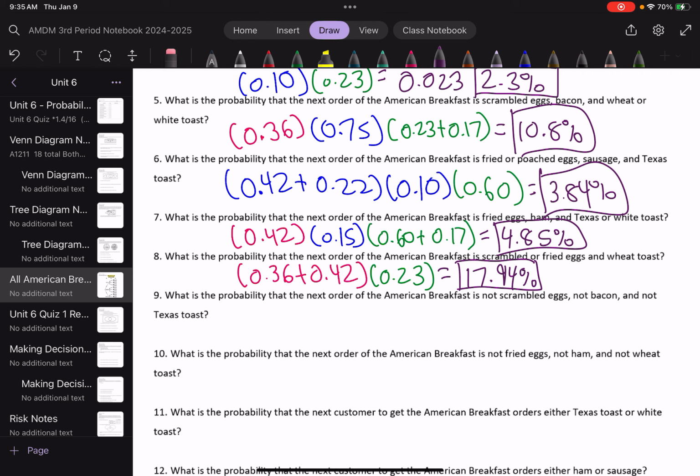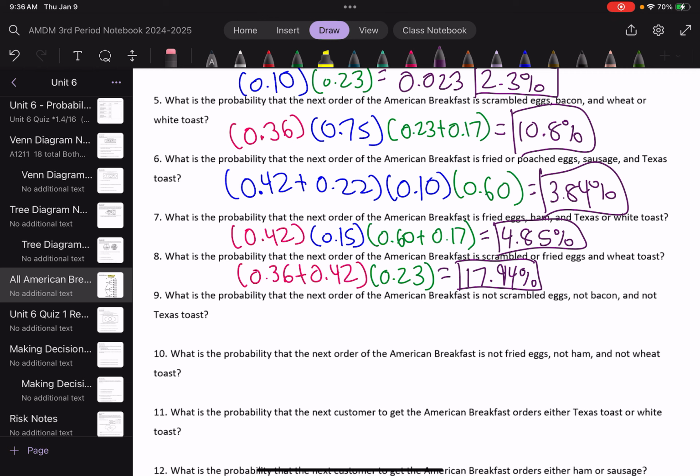So guys, remember, the more specific you get, the lower your probability is going to be. You'll see a pattern here: when we are less specific or we increase the amount of options that could be, like we say white or wheat toast, or we say, hey, I don't care what type of toast, you're going to increase your probability of selecting that breakfast.